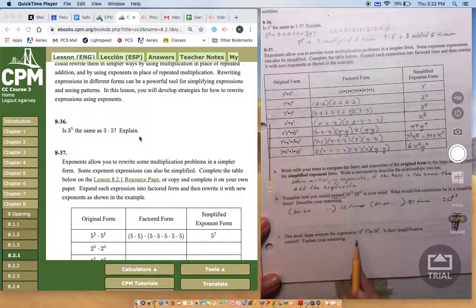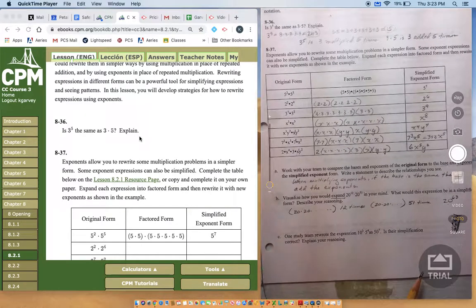All right, take a look at this last problem. One study team rewrote the expression 10 to the 3rd power times 5 to the 4th power as 50 to the 7th power. Is that correct? Explain your reasoning why it is correct or why it isn't correct, and come back to me in a minute.